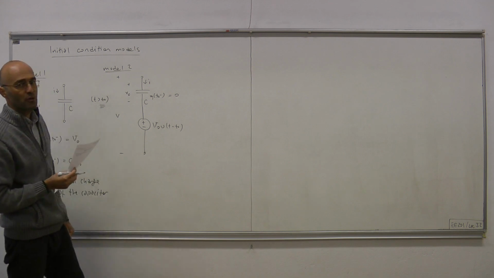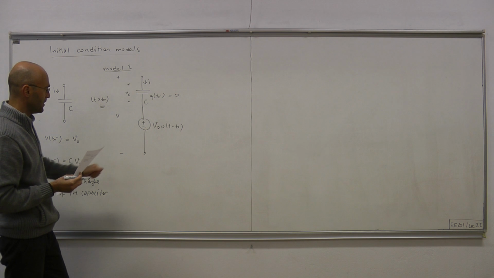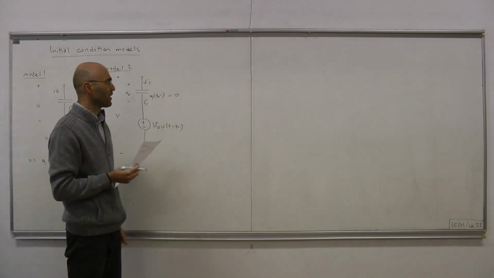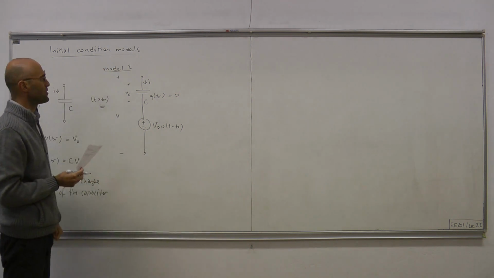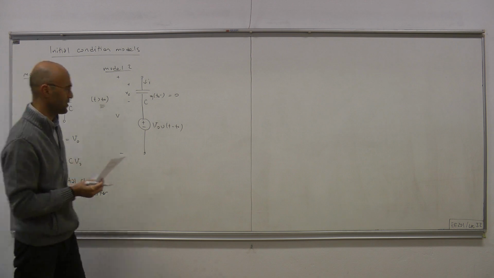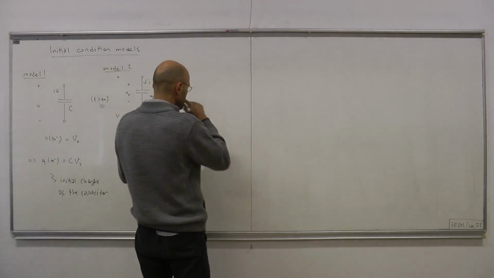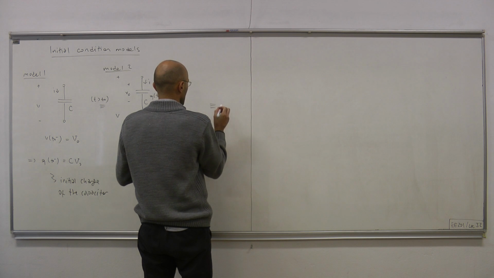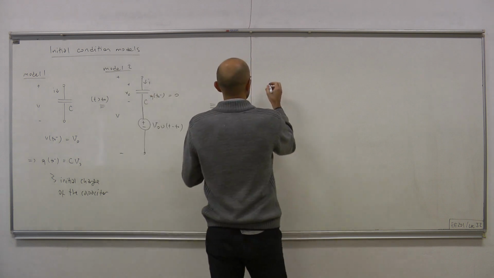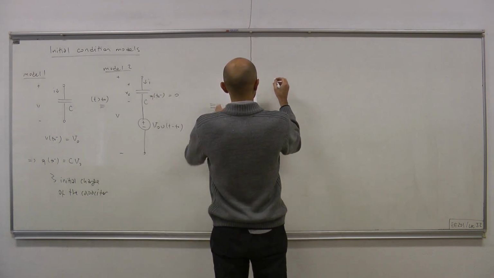Now there's another way, it turns out, that the initial charge can be represented in a model which contains an empty capacitor, and it's the following. This is equivalent to the so-called model 3.